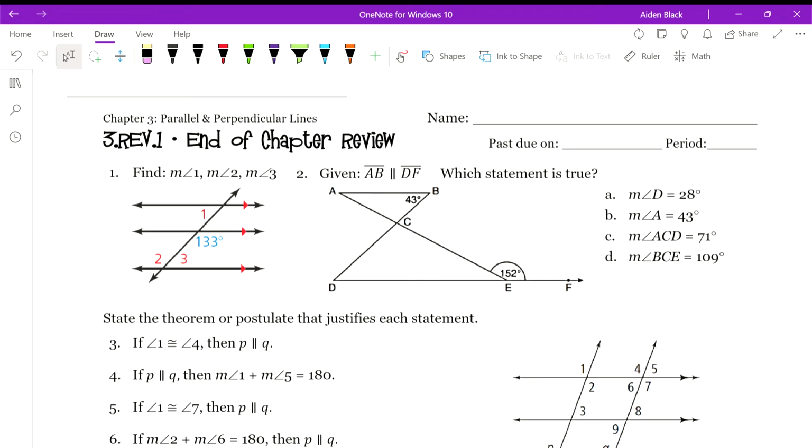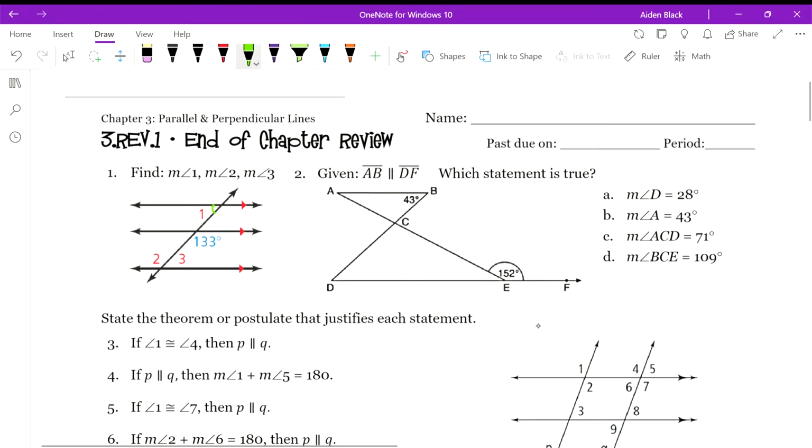Okay, let's look at the Unit 3 review. Starting with this first question, it's asking us to find the measure of angle 1, the measure of angle 2, and the measure of angle 3. What you can note is all three of these lines are parallel. They have the indication, the little red arrow in this case. And this is the measure of angle 1, here's the measure of angle 2, the measure of angle 3.